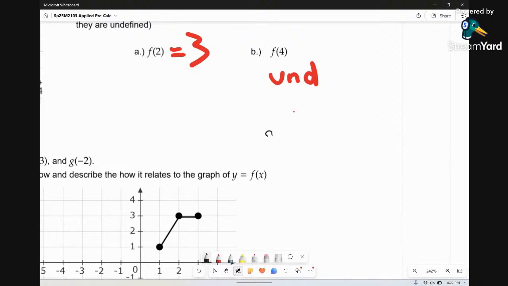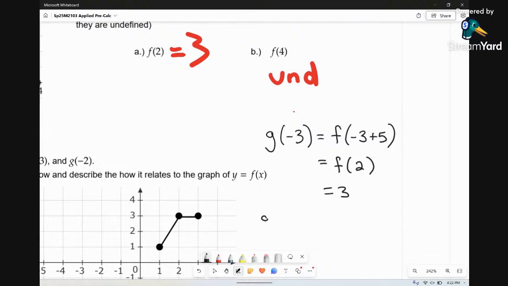Okay, what is g of -3? Well, it says take f, replace x with -3, and then add 5 to it. So that becomes f of 2. And f of 2 actually is right there screaming at me, outputs 3. g of -2 is f of -2 plus 5, which is f of 3, which outputs 3.